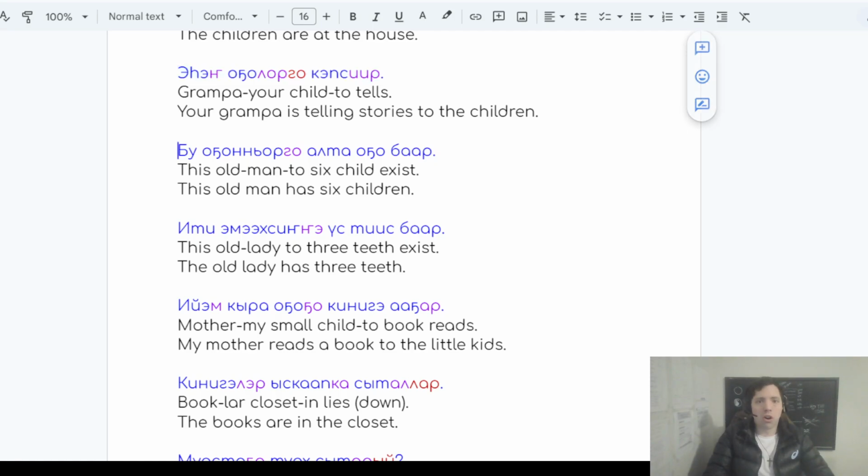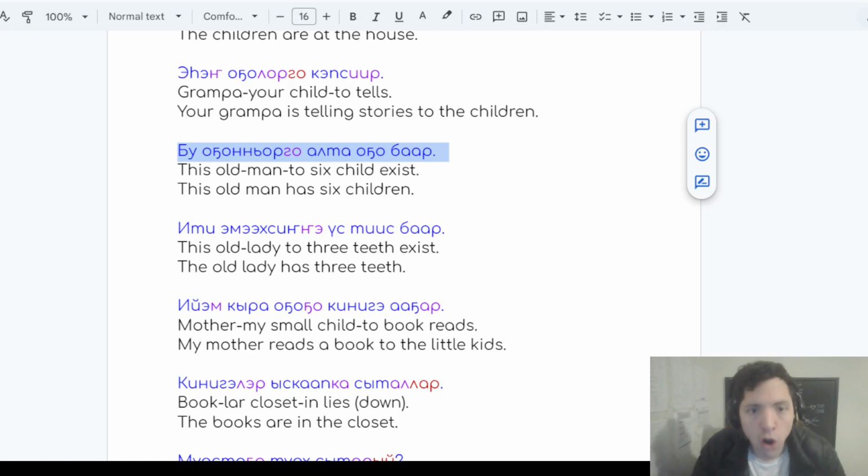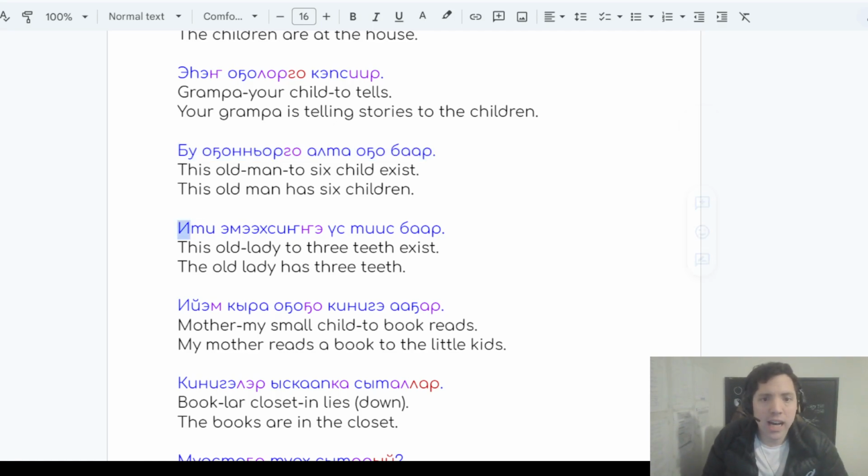Bu ağalarga alta ağa bar. This old man has 6 children. Alright. Iti ebeksinge us tis bar. The old lady has 3 teeth. Oh my. Sometimes we lose our teeth by the time we get old.